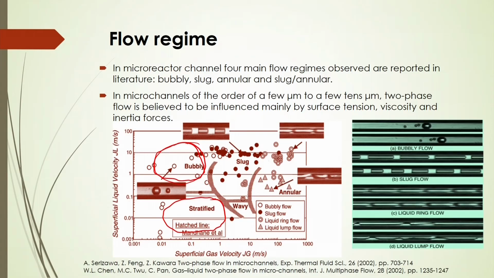The liquid lump flow and liquid ring flow come under the annular flow regime, at higher liquid flow rates and also higher gas flow rates. So in this region you can get ring flow of the liquid, and in this region you can get annular flow, where liquid lump flow and liquid ring flow together make up the annular flow.